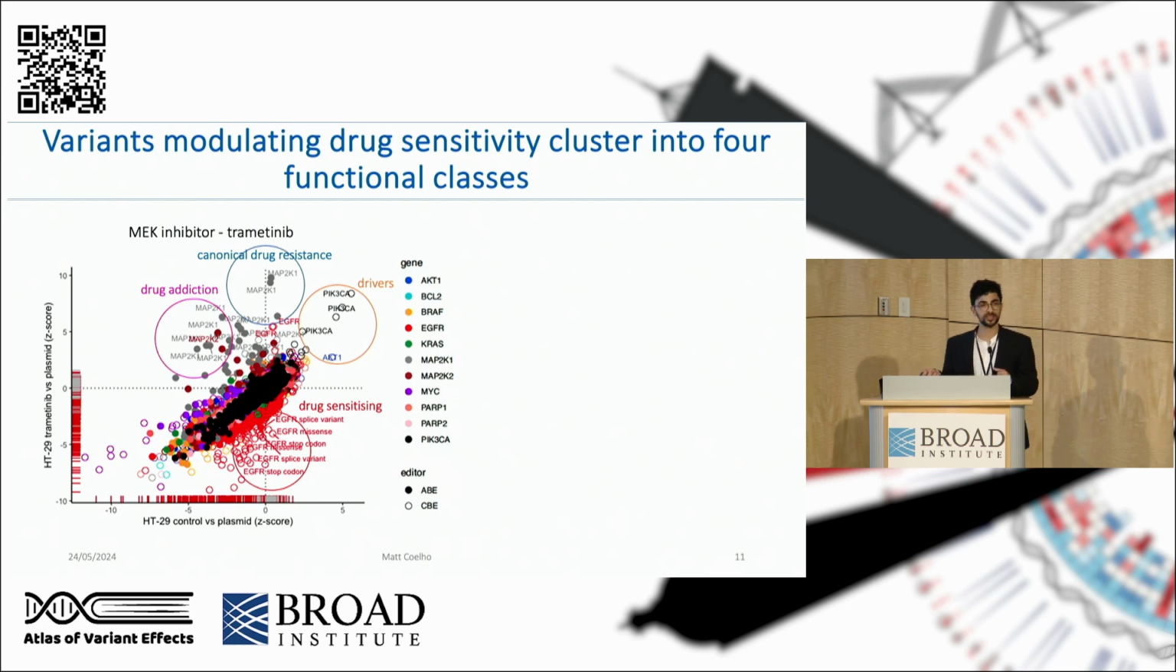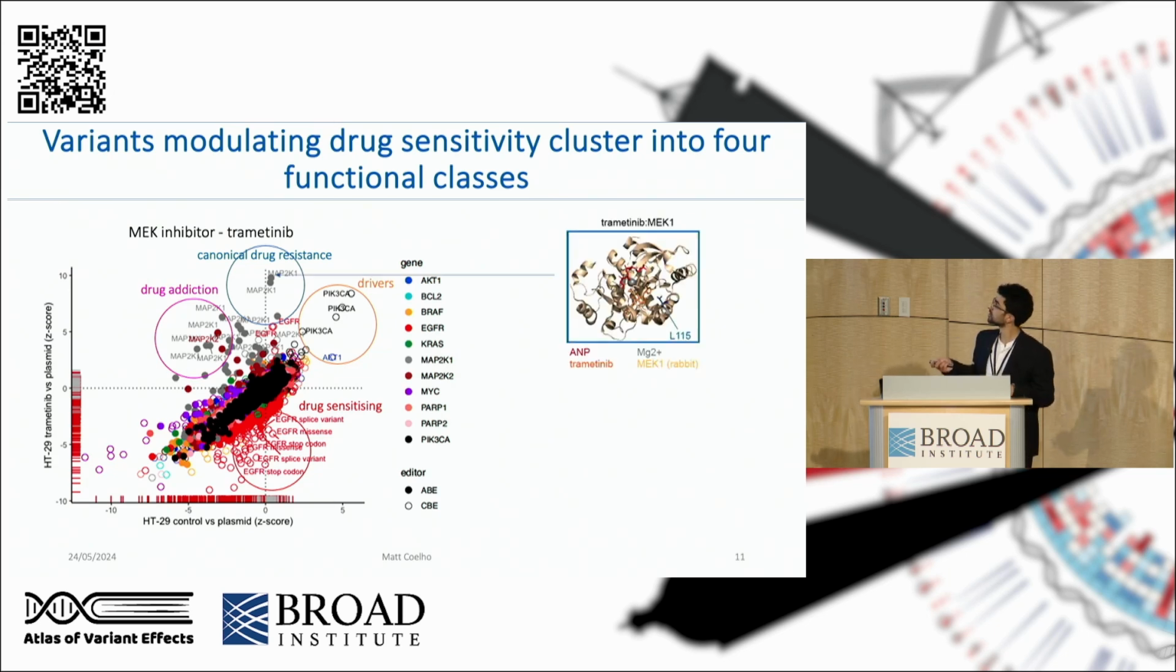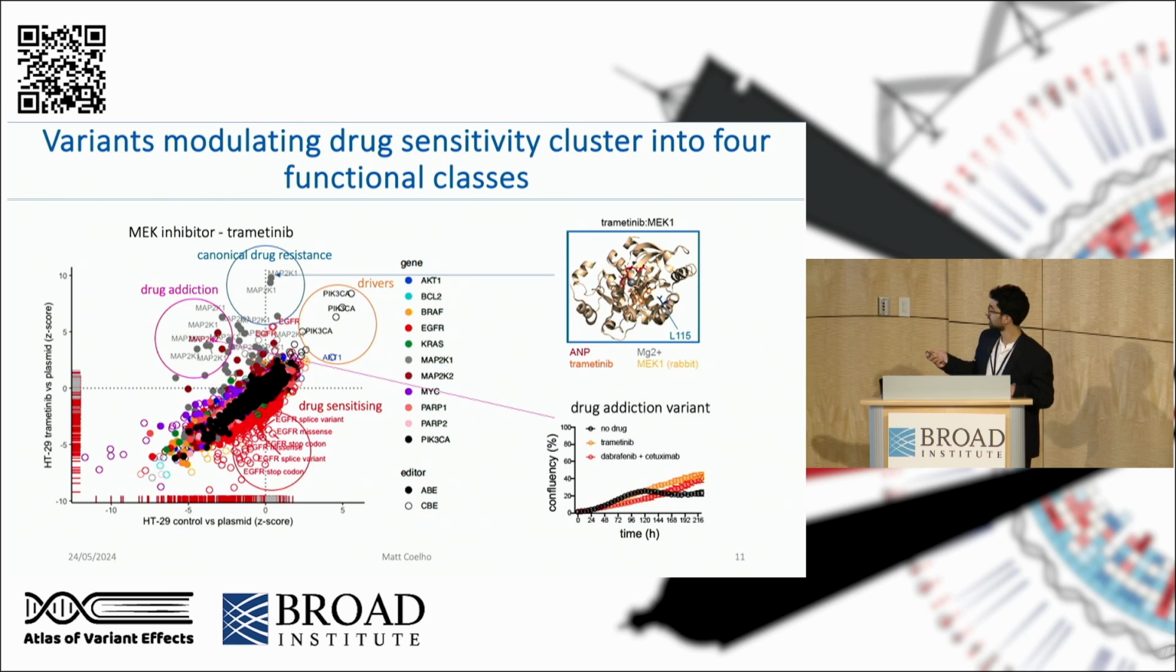And more interestingly, these peculiar drug addiction mutations which cause the cells to die in the absence of drug, but actually are resistant in the presence of drug. And we think they're actually overactivating the pathway. So that's just some data to show this is the drug binding pocket, so that makes sense. And also the drug addiction variants, as soon as you take away the drug in black, the cells stop growing. So they're basically causing this oncogene-induced senescence phenotype, and we've got some other data to show that.